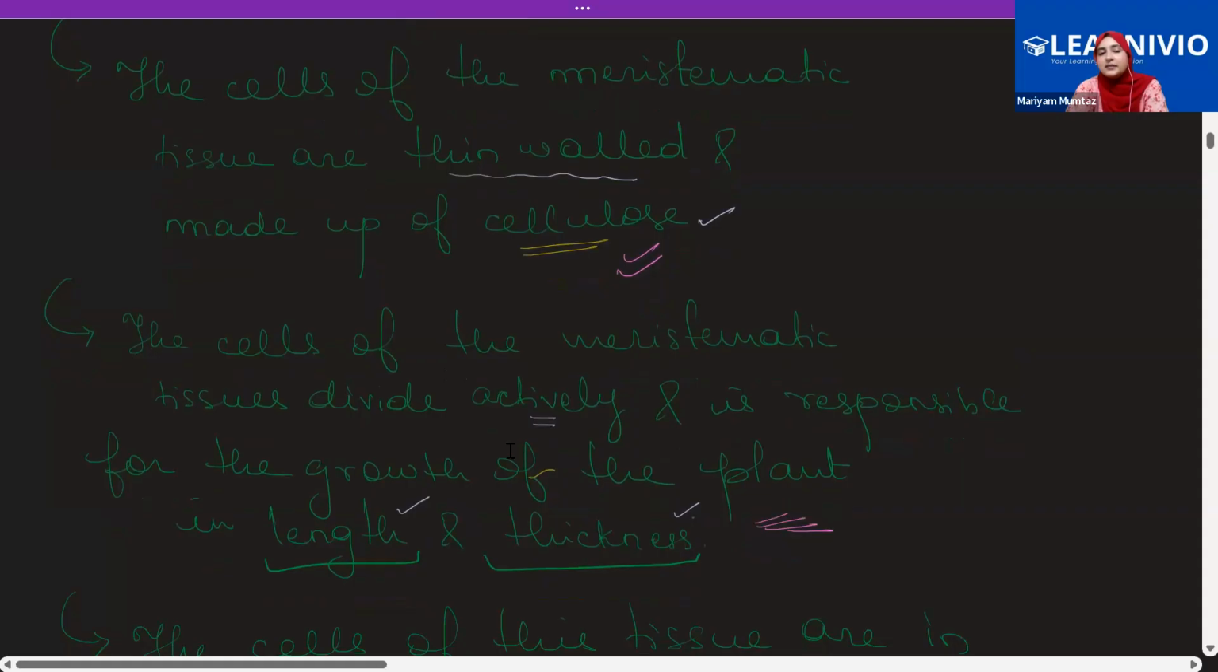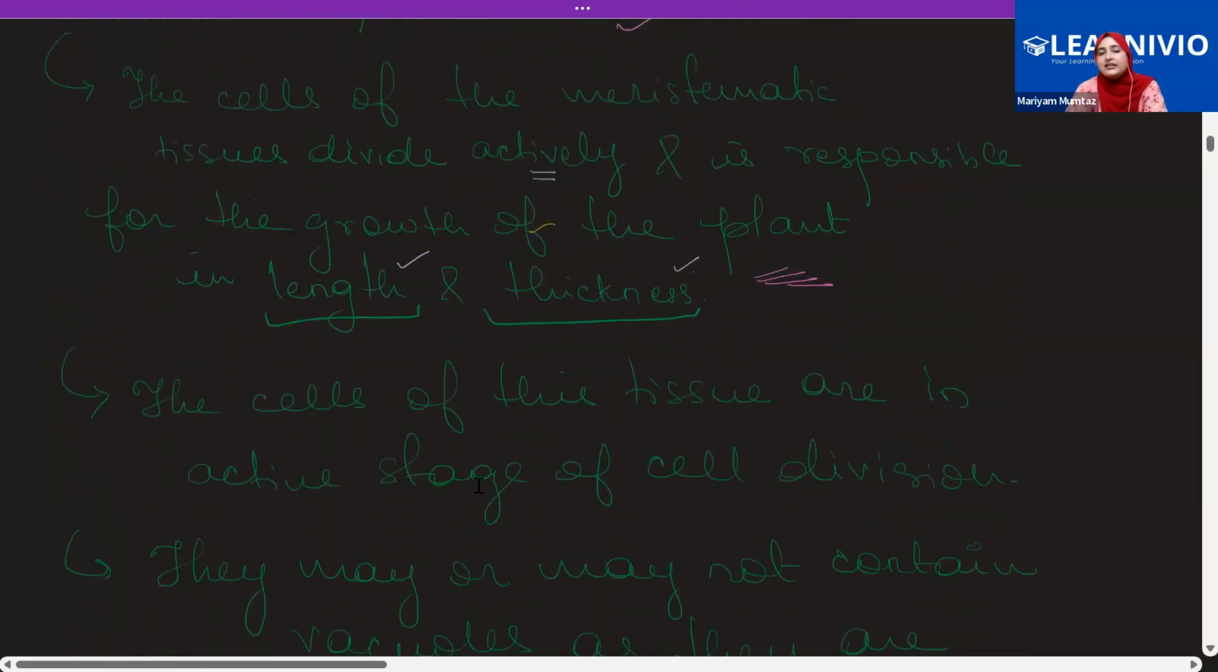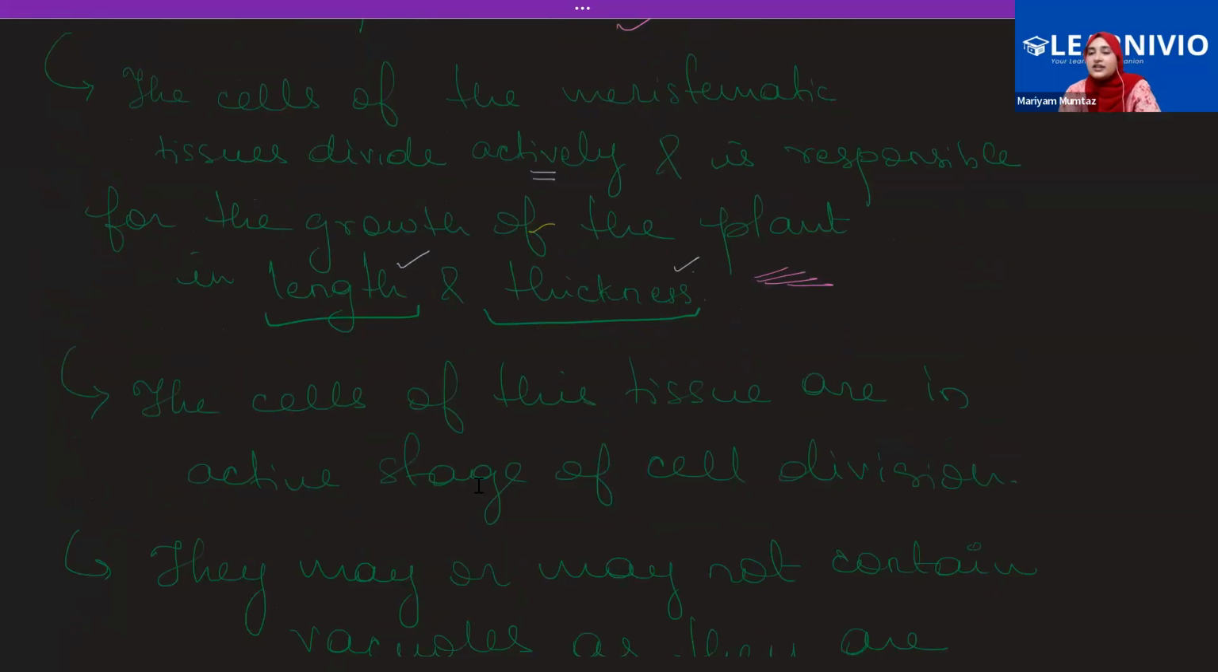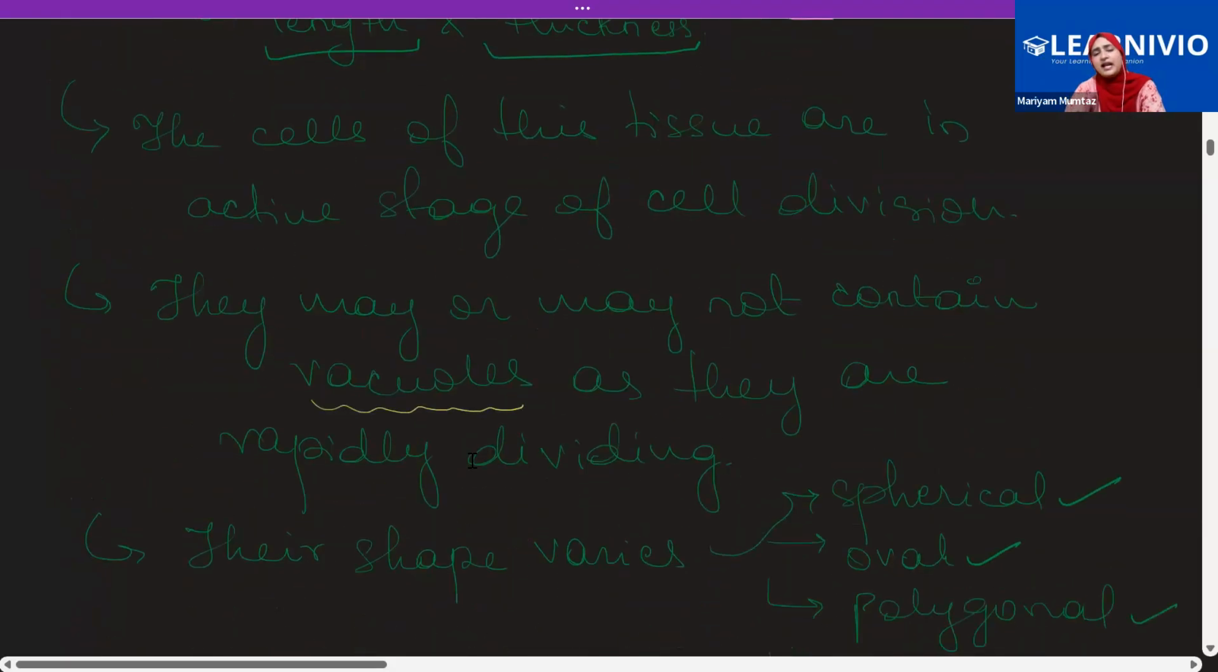So the cells of the meristematic tissue divide actively and they are responsible for the growth of the plant in terms of length and in terms of thickness. Now, the cells of this tissue are always in an active stage of cell division, meaning they are always actively dividing and dividing and dividing. Now, in these particular tissues, there can be the presence of vacuoles.